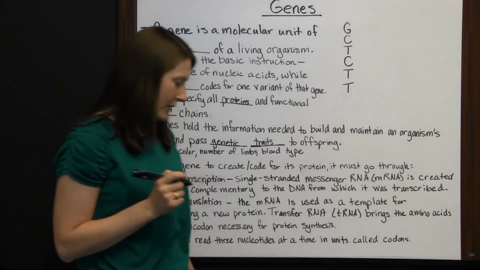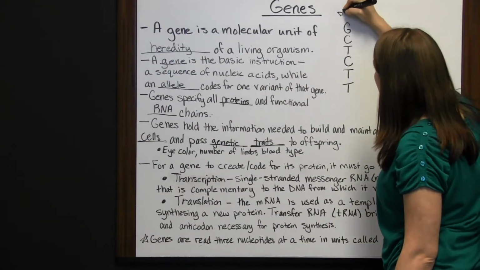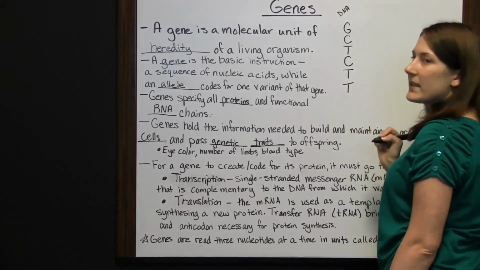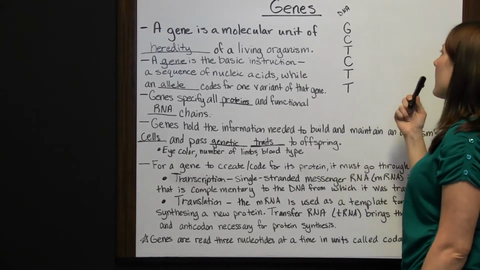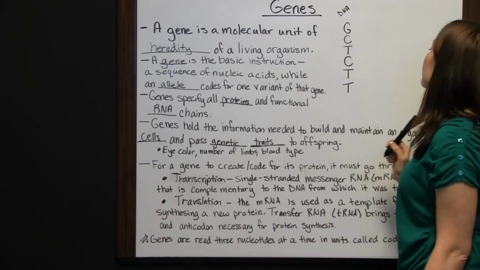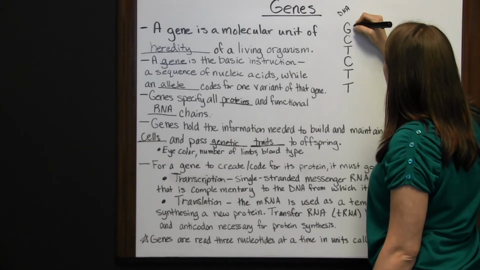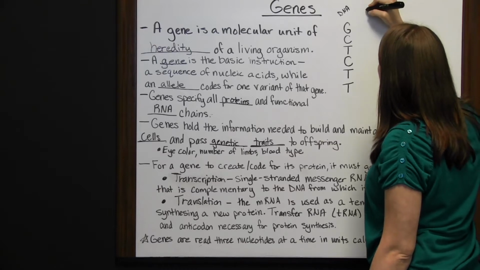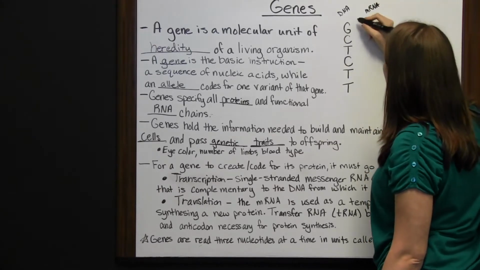So let's look at that over here. Let's pretend this gene sequence came from a strand of DNA. And remember, your bases are adenine, guanine, cytosine, and thymine. So we are going to say it's going to change from DNA to the messenger RNA. So we're transcribing here.